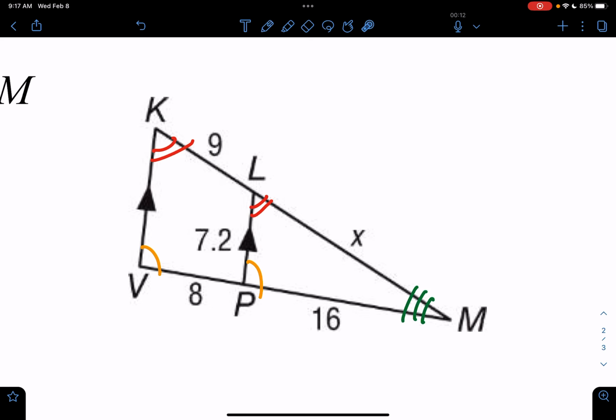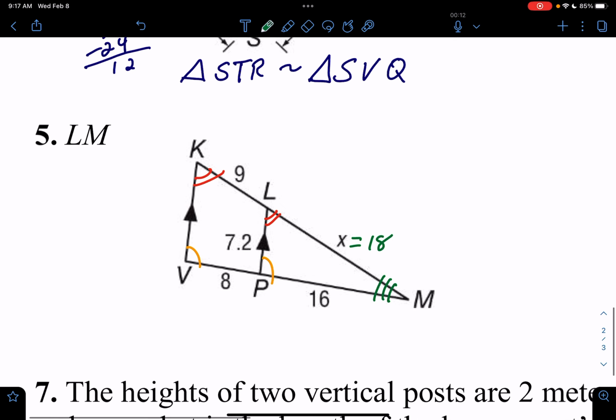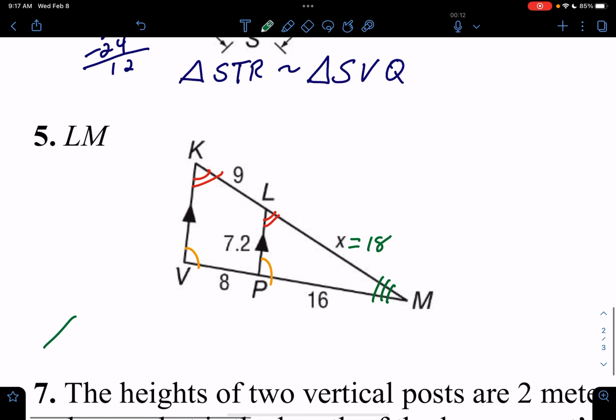Let me take a look. I see 8, and I see that 8 is half of 16. So 8 times 2 will give me 16. I'm going to say 9 times 2 is going to give me whatever x is. So the factor over here is going to be 2, and I say x is going to be 18. X equals 18. What is the similarity?